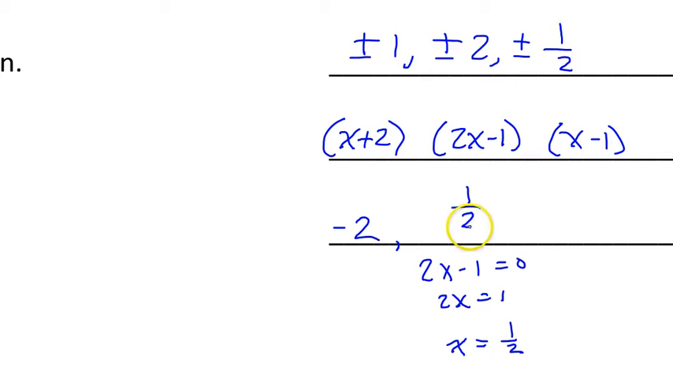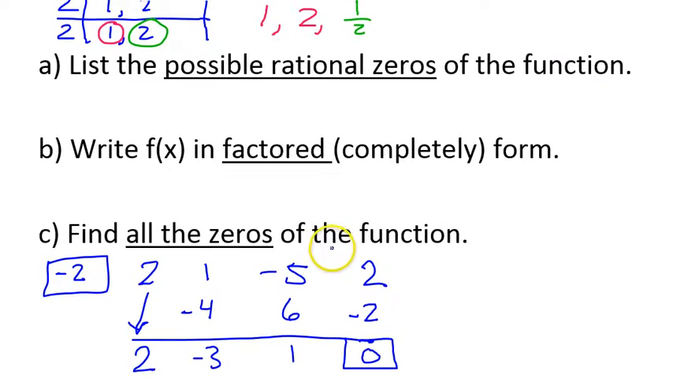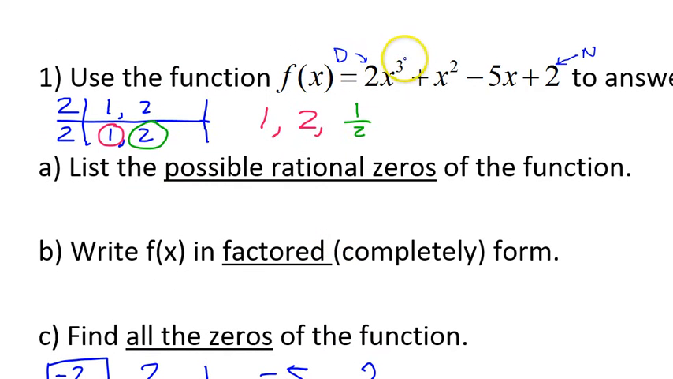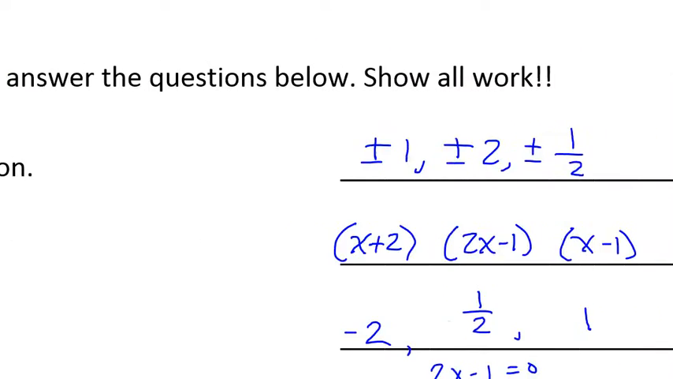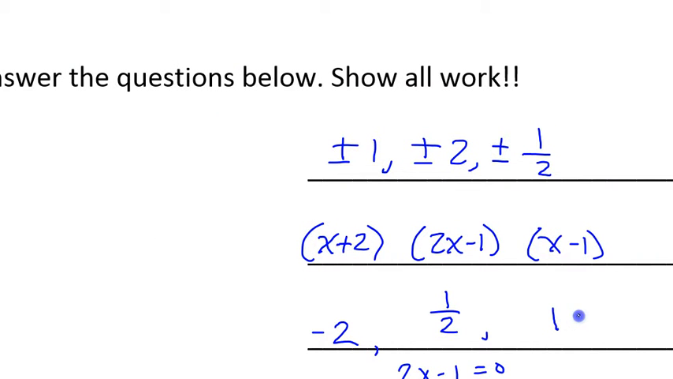So this will be 1/2. And then setting this equal to 0, I get positive 1. So these are my zeros. Now remember, I was expecting to have 3 zeros because of the fundamental theorem of algebra. And in fact, here are the 3 zeros. So I know I am definitely finished.